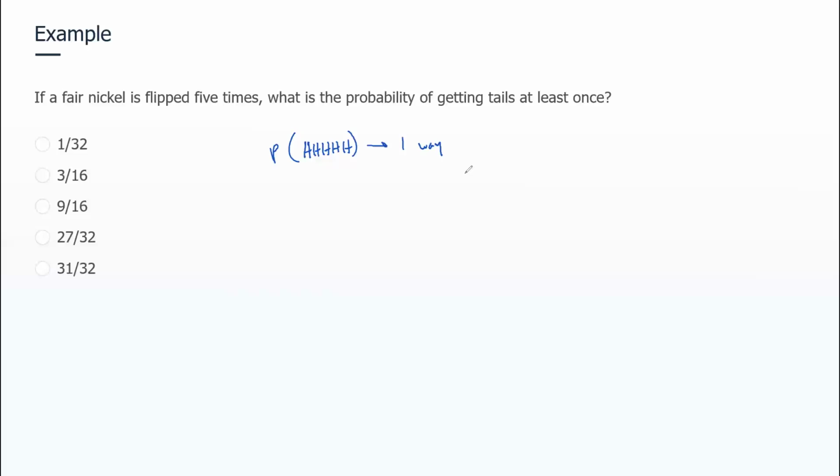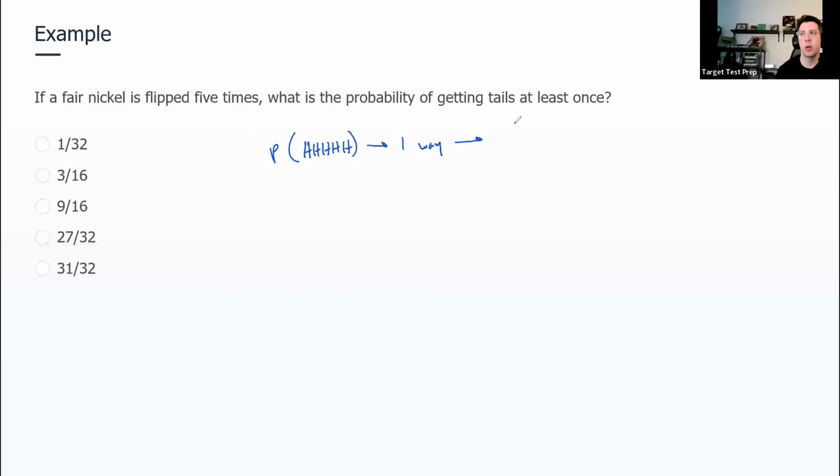1 in 32. Right, so that's just 1 out of 32, one way out of 32 total possible ways. So that's the probability of getting all heads. But then how does that get us to the answer of the probability of getting tails at least once?